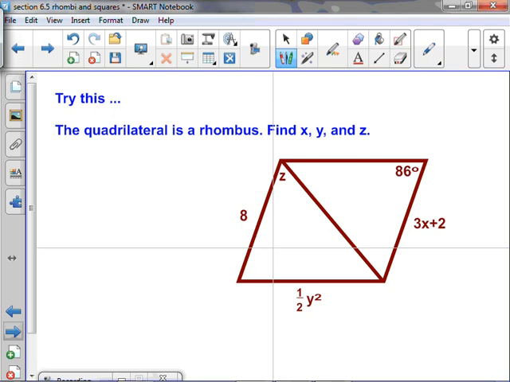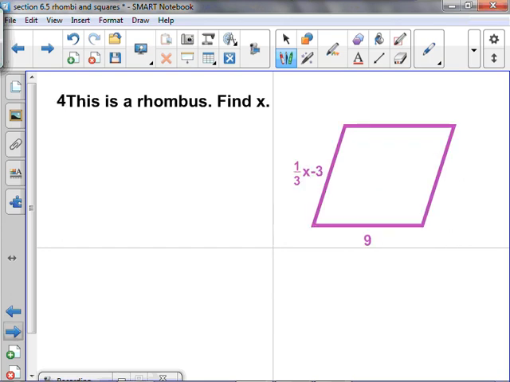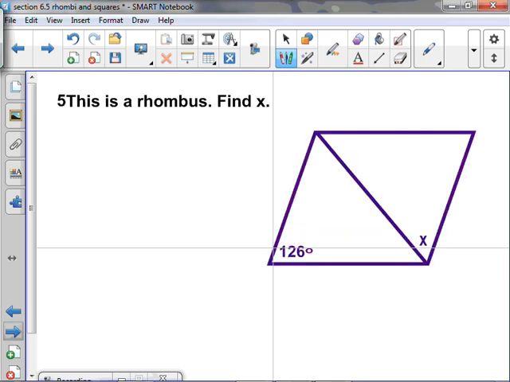So let's try this one. The quadrilateral is a rhombus. Find X, Y, and Z. I think I might let you guys do that one. Along with that one. This is a very easy question. Don't try to overthink it. That one's a very easy question for you guys to do. That one is very similar to what we just did.